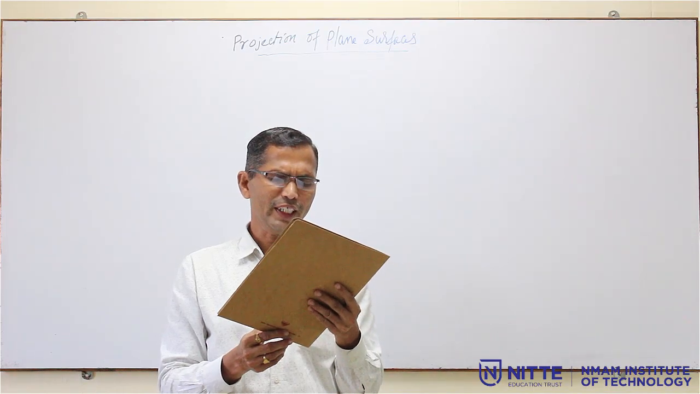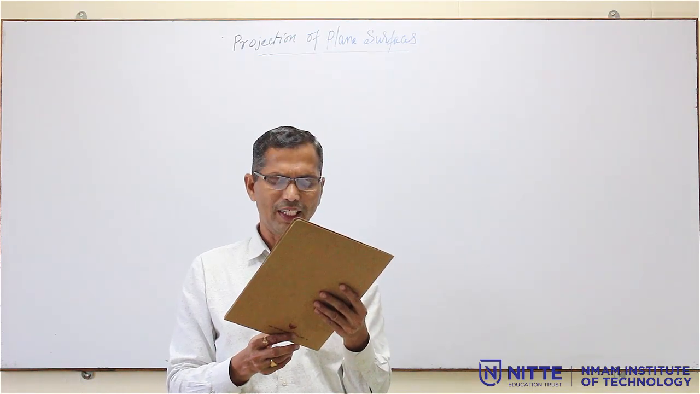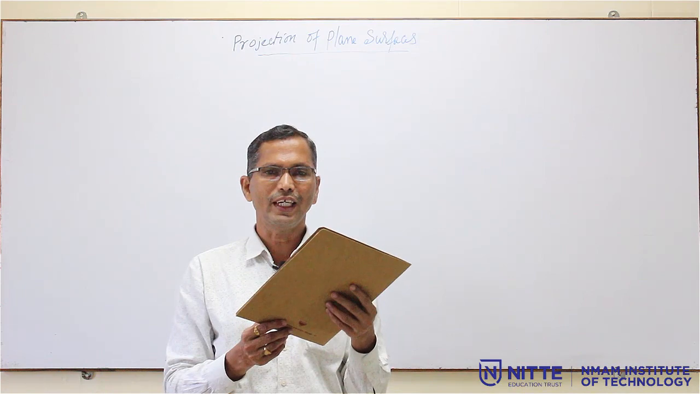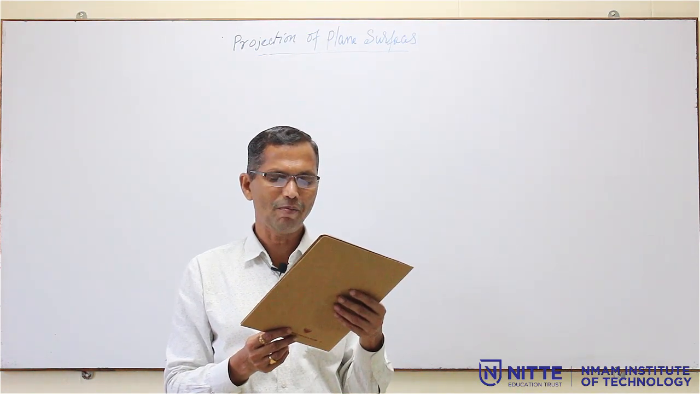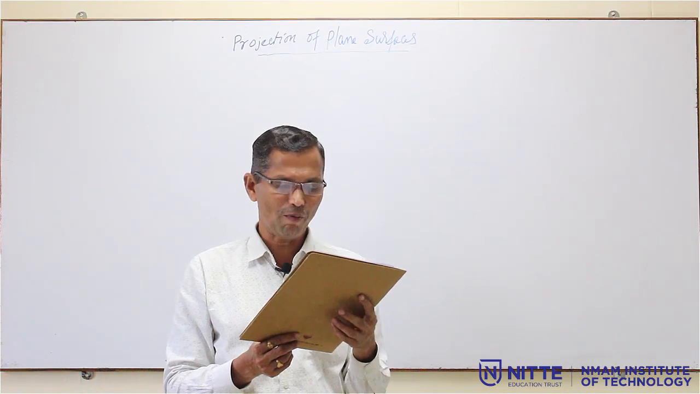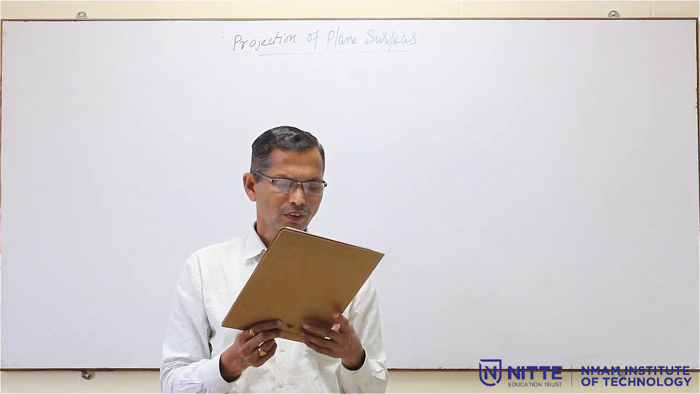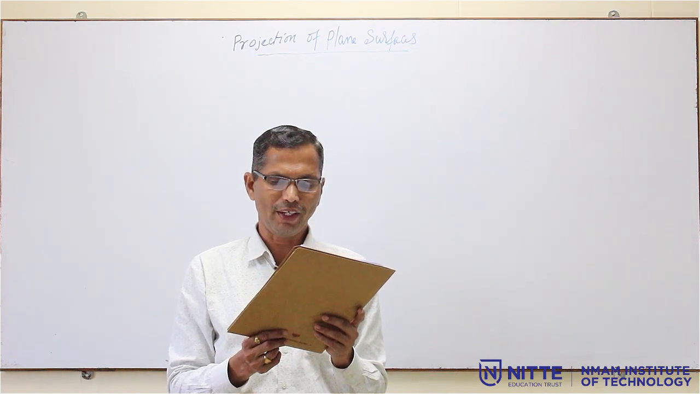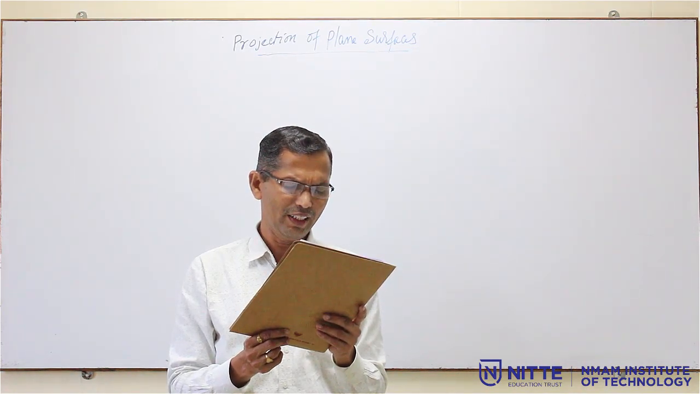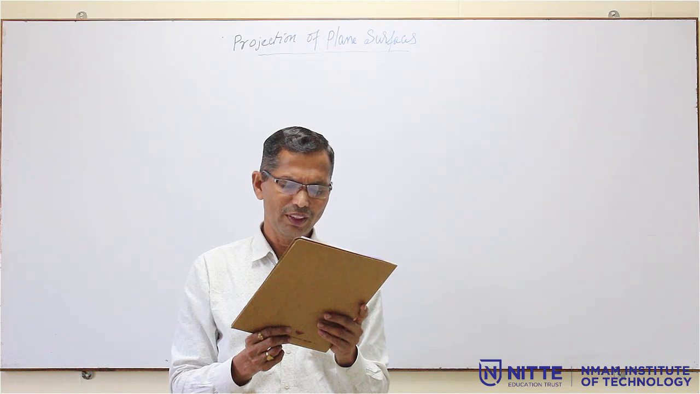The lamina is rotated about the edge on which it rests till it appears as a square in the top view. Till it appears as a square in the top view. The edge on which the lamina rests is inclined at 30 degrees to VP. Draw its projections and find its inclinations with respect to HP.